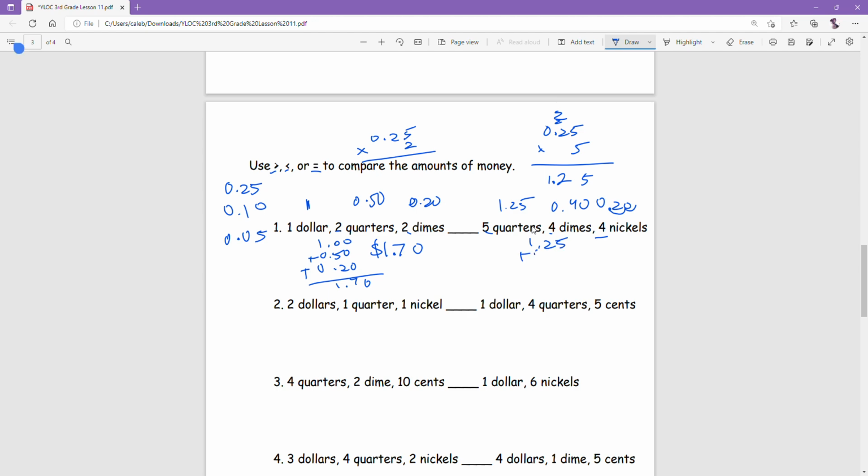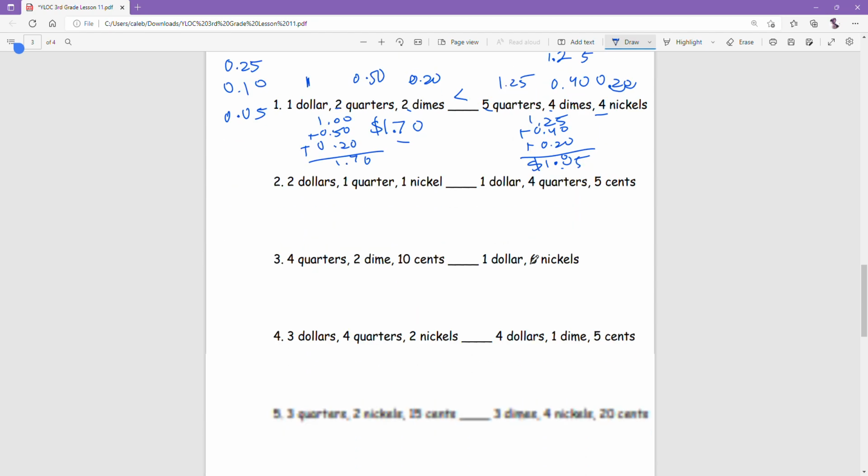1.25 plus 0.40 plus 0.20. 5 plus 0 plus 0 is 5. 2 plus 4 plus 2 is 8. We're going to bring down the decimal point. And 1 plus 0 plus 0 is 1. So our answer for this side is $1.85. And we know that $1.85 is greater than $1.70. So it's going to be a less than sign.